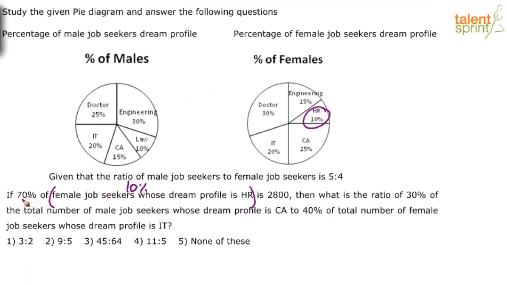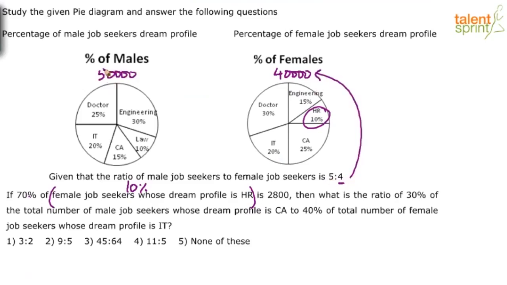So you basically know that 70% of 10% is 7%. 7% is 2,800. Yes or no? If 7% is 2,800, how much is 100% total? 40,000. Right? Basically, like what we had done in the previous questions, similarly, you have to find out 100% first. So this comes out to be 40,000, because 7% here is 2,800. It's getting multiplied 400 times, right? So 100 into 400, 40,000. Now if the number of females, which is 4 parts, is 40,000, the number of males would be 50,000.